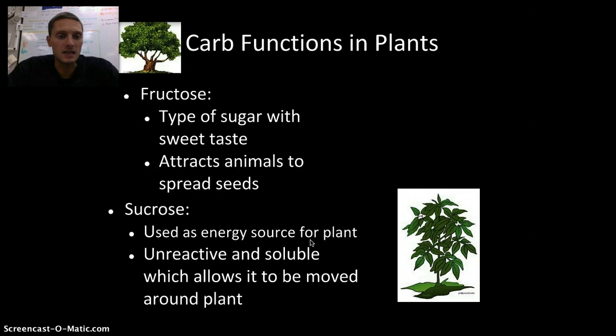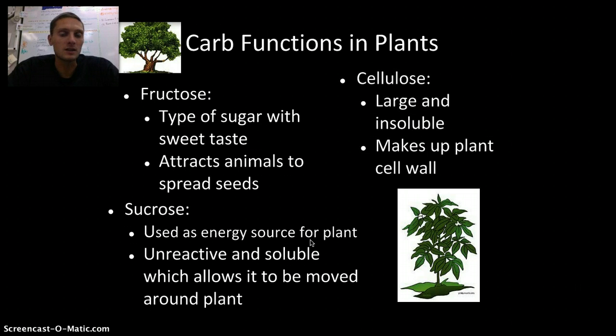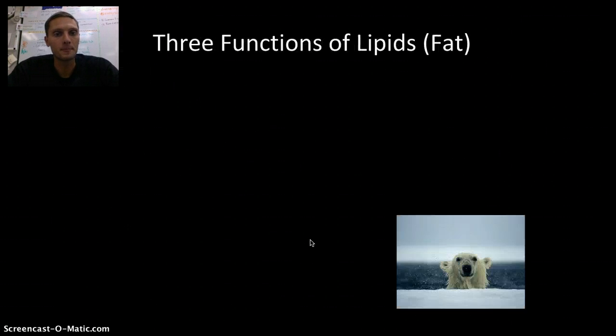Sucrose, looking at a disaccharide, is also used as an energy source for plants. It's unreactive and soluble, which allows it to be moved around the plant. The plant can actually move the sucrose energy around to different portions that need that energy. And lastly, cellulose, a polysaccharide. It's very large and insoluble, and this is one of the molecules that's used to make up the plant cell wall.